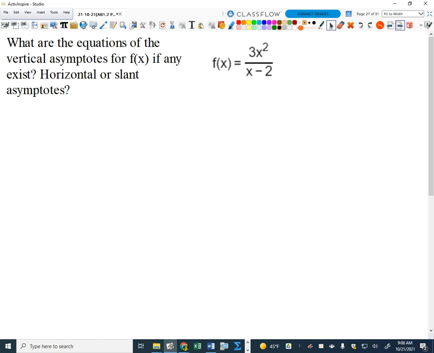Andrew, what's a 0 at the bottom but not the top? What value of x makes the bottom 0 but not the top? What do you think? Lucy? 2. Okay, right. Everybody see that? 2 is a 0 at the bottom, but if I evaluate the top at 2, I just get some number, right? So we know that 2 is a vertical asymptote.